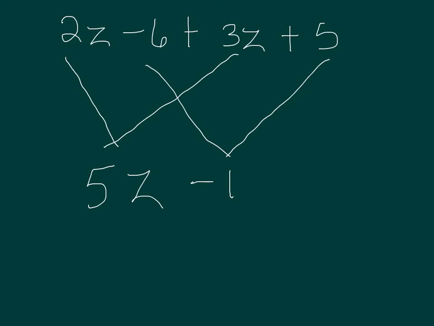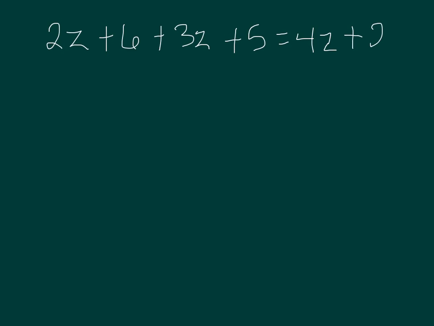Let's take it now. What if we have an equation where we need to combine like terms? So we have 2z plus 6 plus 3z plus 5 equals 4z plus 2 minus z.